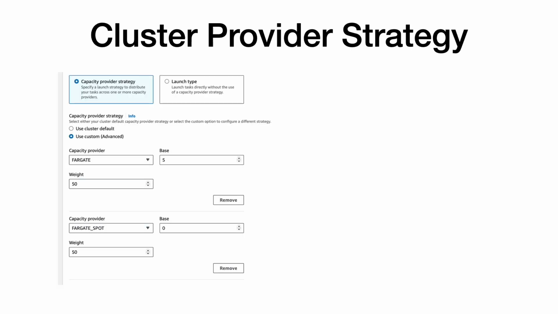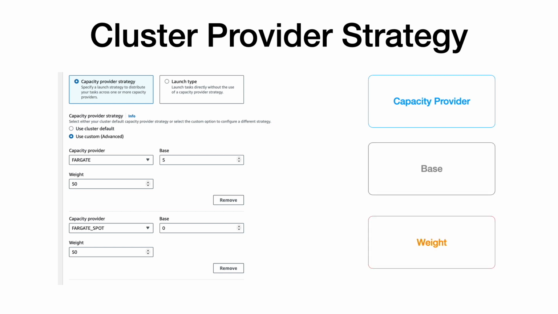If you are choosing capacity provider to run your tasks or services, you will be asked to provide the capacity provider strategy. This strategy determines how the tasks will be spread across multiple capacity providers. A capacity provider strategy consists of one or more entries. Each of these entries represent a capacity provider, associated based on the weight attributes. Weight attribute indicates the relative percentage of the number of task instances using this capacity provider.